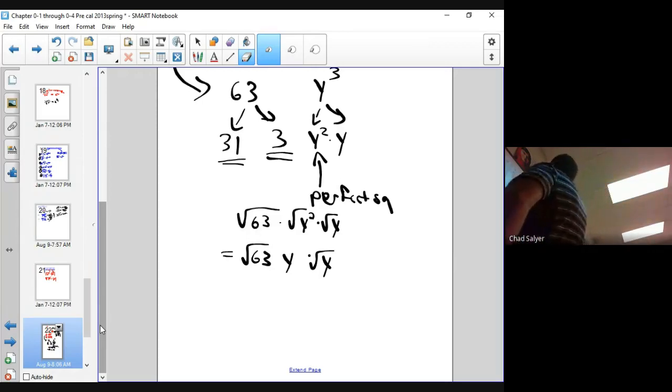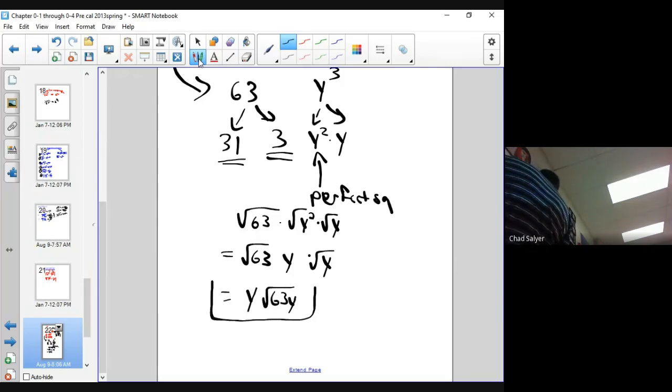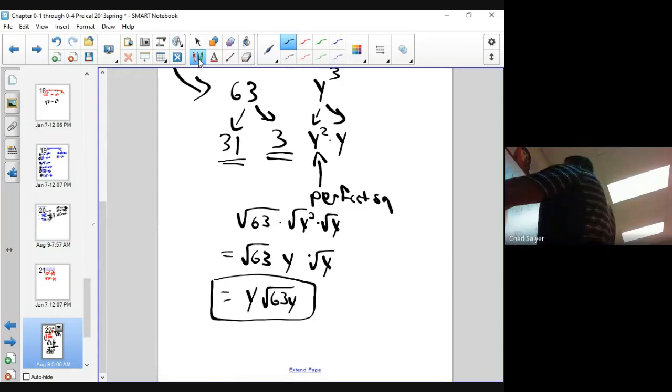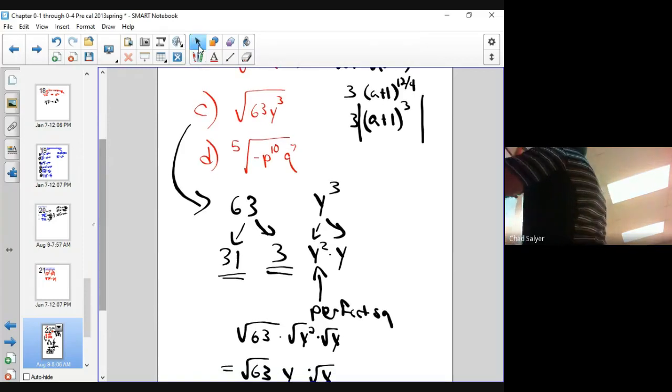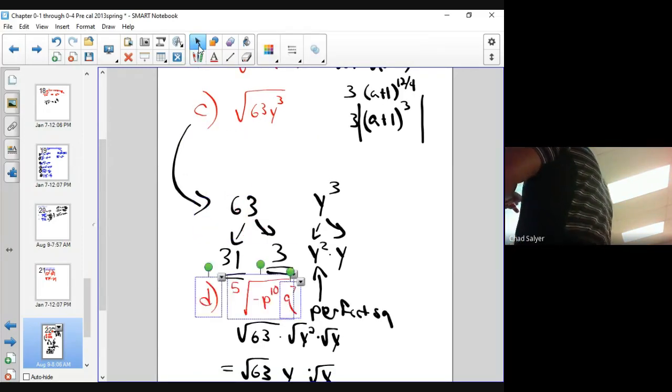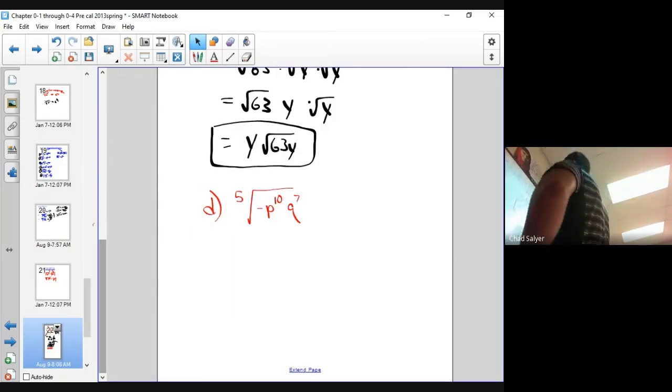And I'm going to simplify this answer to y times the square root of 63y. Like so. And then D is in delta. Let me bring that down here. We've got some more room. Okay.